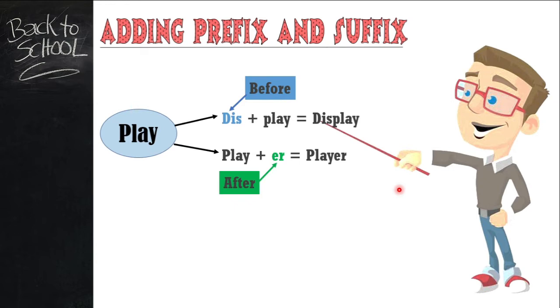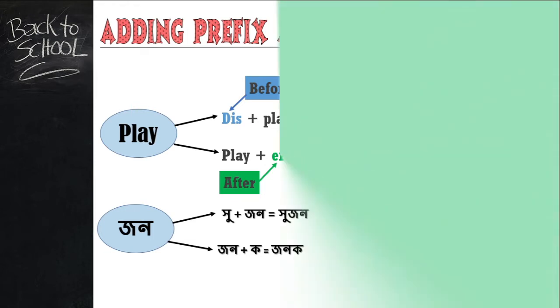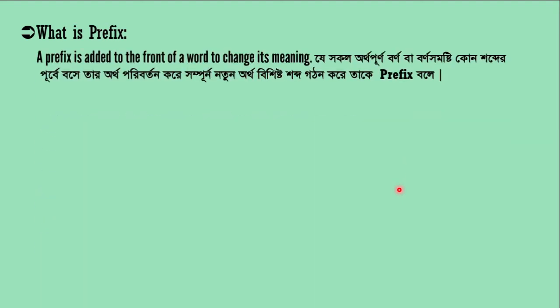বাংলাও ঠিক তেমনি ভাবে আমরা বলতে পারি, যদি জন শব্দের পূর্বে আমরা সু ব্যবহার করি, নতুন শব্দ হবে সুজন। যদি জন শব্দের পরে ক ব্যবহার করি, নতুন শব্দ হবে জনক। তাহলে আমরা সহজে বুঝে গেলাম সাফিক্স এবং প্রিফিক্স দিয়ে কিভাবে আগে এবং পরে ওয়ার্ড যুক্ত করা যায়। So what is actually a prefix? A prefix is added in front of a word and changes the meaning.